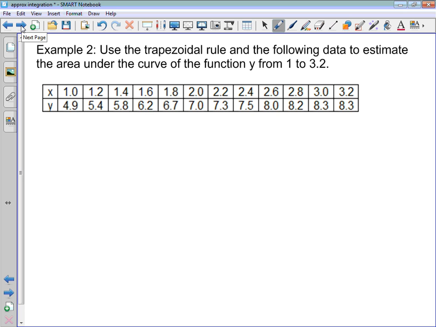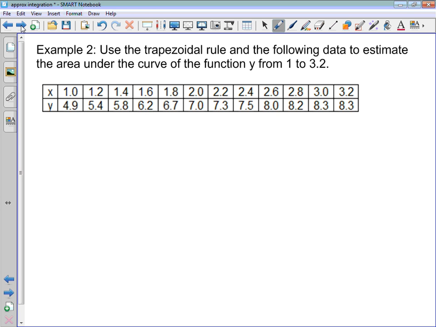Second example, we want to use, again, trapezoidal rule on the following data to estimate the area under the curve of the function from x equals 1 to x equals 3.2. And this is a common way of presenting problems on the AP exam. We're used to in our high school courses being given the function. They want us not just to be able to memorize a rule and sub information in if we've got an expression. They want us to be able to understand what that trapezoidal rule means so that we can apply it if we're only given selected values.